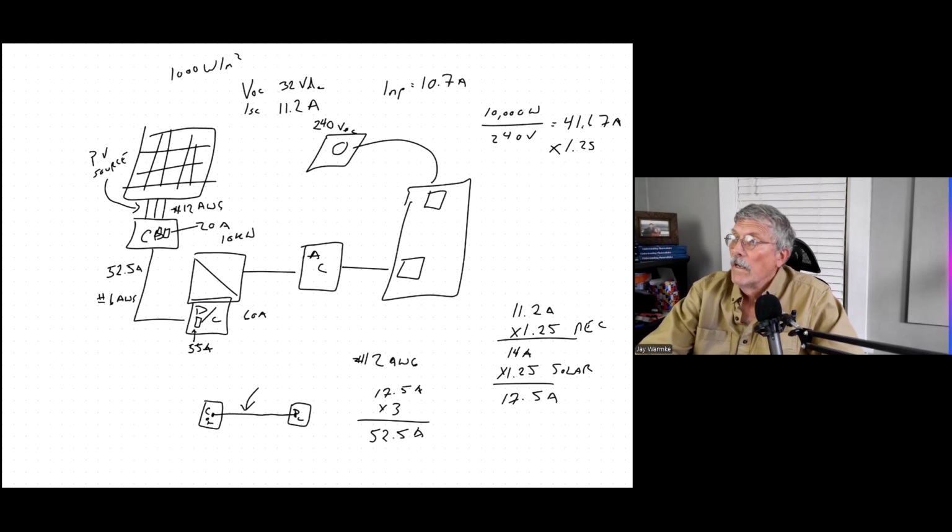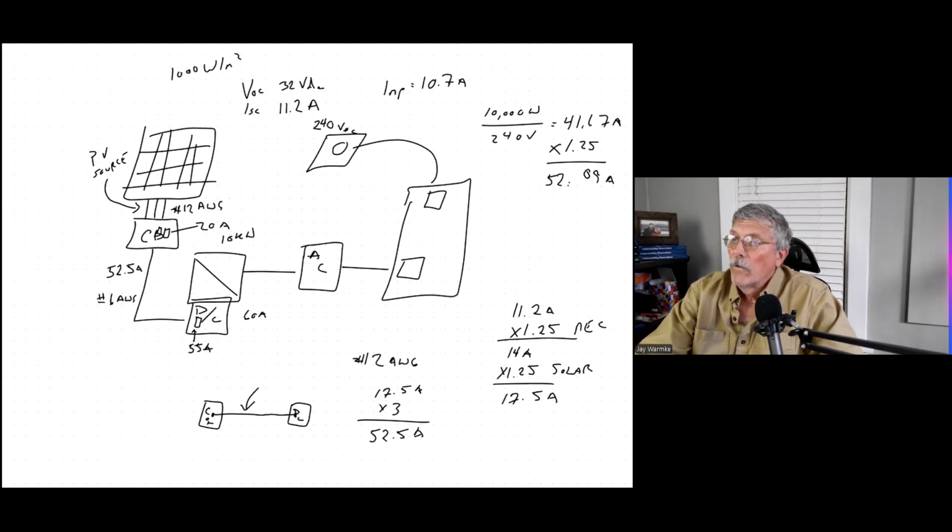Do we need a second 1.25? No, because solar variability is not a factor. The inverter is determining how much is being output. So 41.67 times 1.25 gives me 52.09 amps. All right, so it just sort of turns out that our amperage is pretty similar. It could have been wildly different.